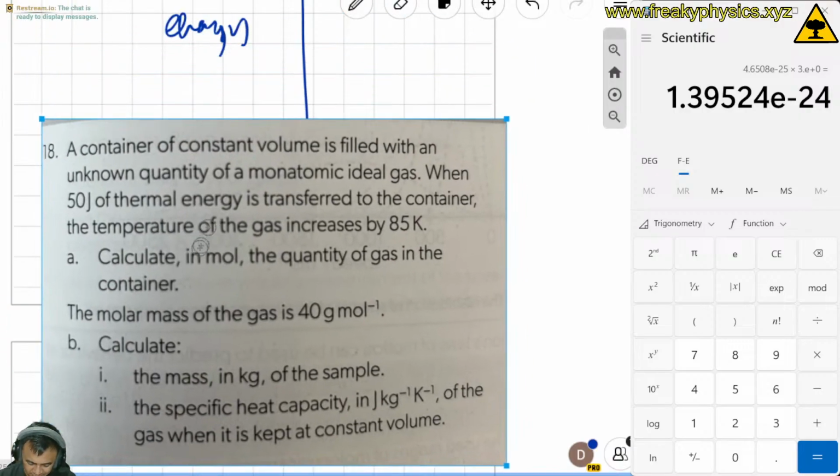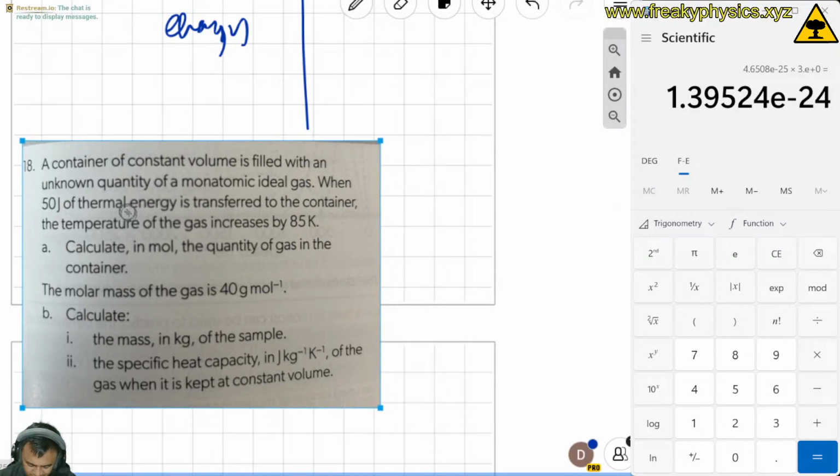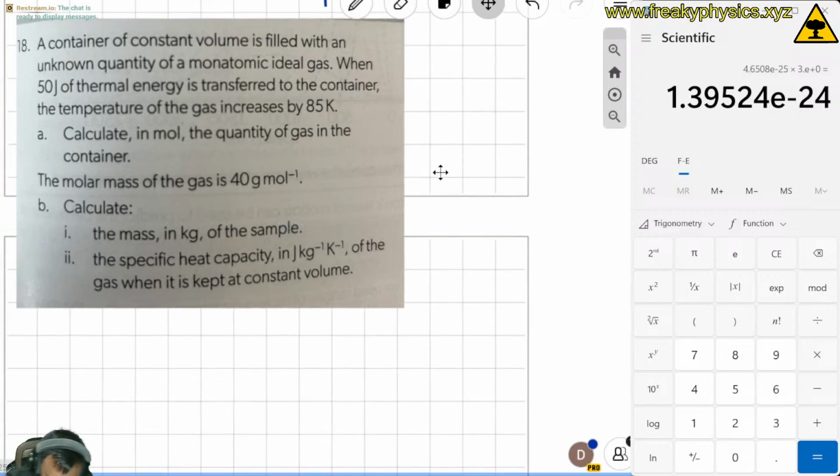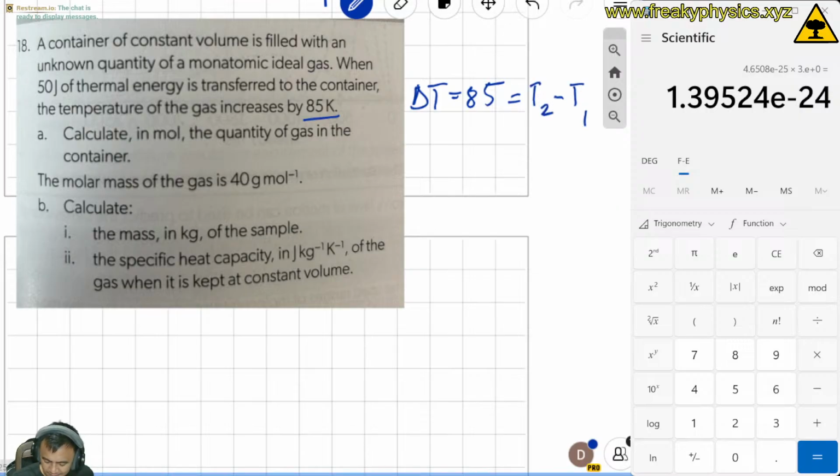Okay. All right. Let's put it here like this. All right. We don't know the mass. Is that the only thing we don't know? The volume also, but the volume is kept constant. So that should tell you. Okay, first of all, let's take a look here. The temperature is 85 K. So delta T is equal to 85, right? And I'm just going to write that as T2 minus T1.